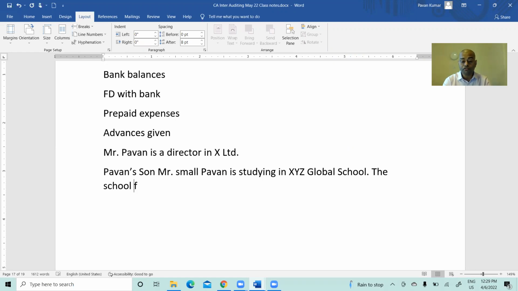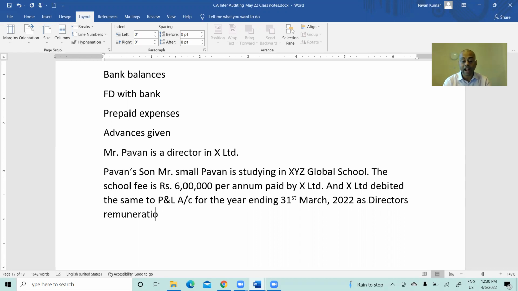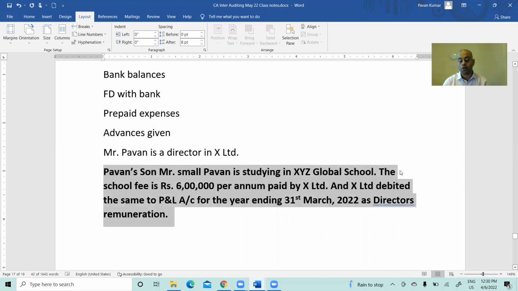The school fee is rupees 6 lakhs per annum, paid by X Limited. And X Limited debited the same to P&L account for the year ending 31st March 2022 as director's remuneration. Ta-da! Is this allowed or not allowed?